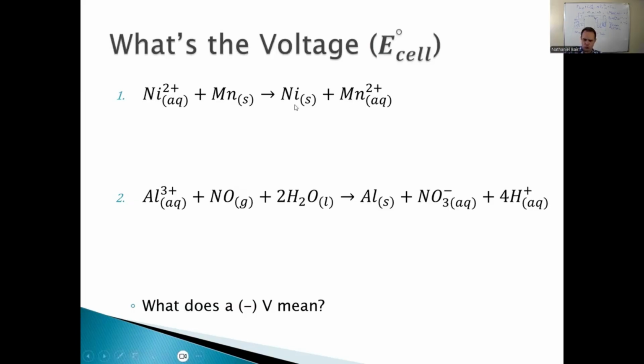I would like you to try and predict. You do not need to draw the battery. I just want you to try to use that standard reduction potential table to predict the voltage for each of these batteries. Okay. So take a second. That bottom one is kind of pretty crazy. Okay. But we'll go over that here in a second.